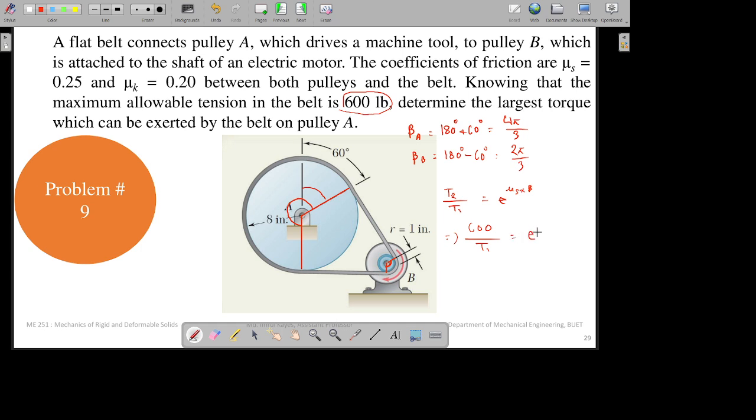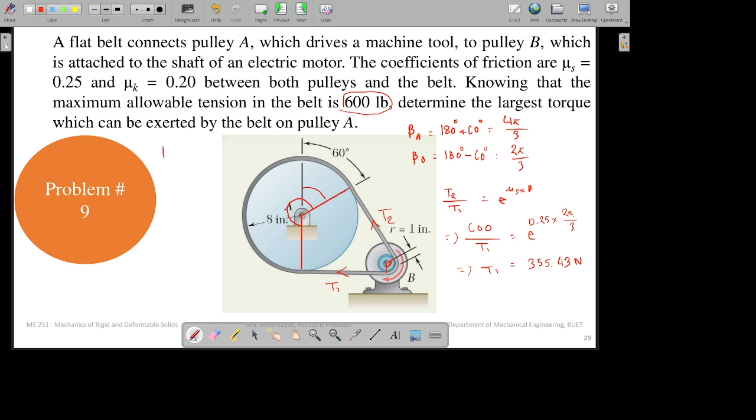What is mu s over here? 0.2025 into beta. So beta is 2 pi by 3. From that you can get the value of T1, which will be 355.43 Newton. So now you know the value of T1, this is your T1 and this is your T2. Now for pulley B, you have to find out the largest torque which can be exerted by the belt on pulley A.